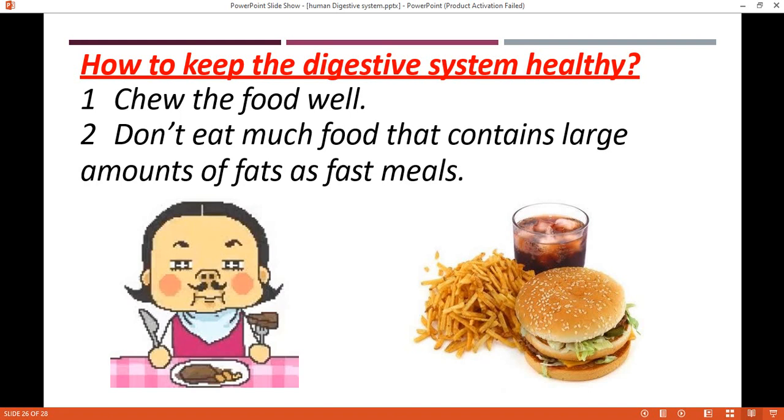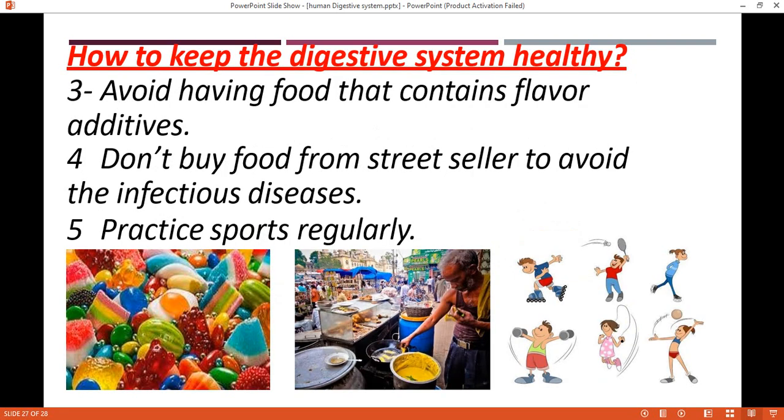So don't eat fast meals. And also you can avoid having food that contains flavor additives. Anything that has expired dates has flavor additives. Number 4, don't buy food from street sellers to avoid infectious disease. We are in coronavirus. We shouldn't buy any food from a street seller. It's so dangerous.